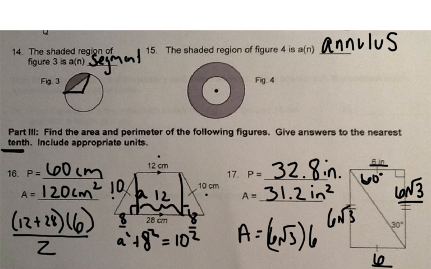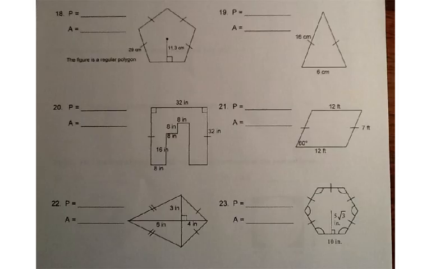Alright, the next page, number 18, we have a regular polygon. This one is a pentagon, so it has 5 sides. It shows us one side is marked 29. Since it is regular, all the sides are the same, so I'm going to do 29 times 5 in order to find the perimeter. That will give me 145 centimeters. That takes me all the way around the pentagon.